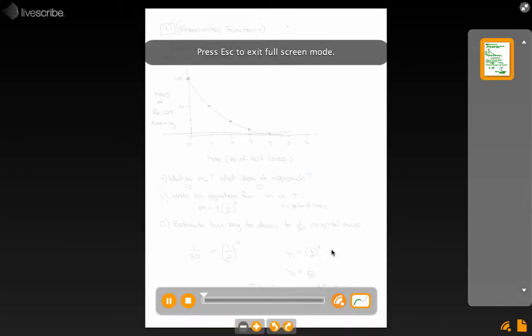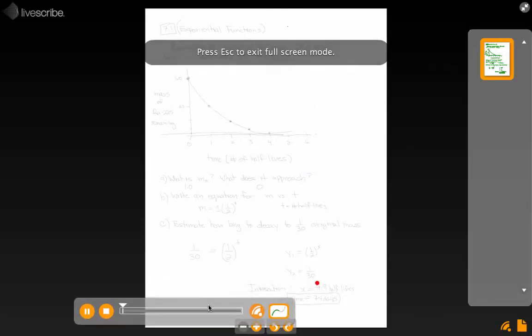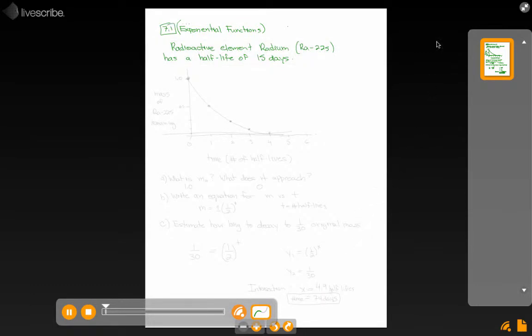This example comes out of 7.1, Characteristics of Exponential Functions. In the beginning parts of this example, we're told that the radioactive element radium, Ra-225 if you're a chemistry person, has a half-life of 15 days. So what we need to do first is define what a half-life is.